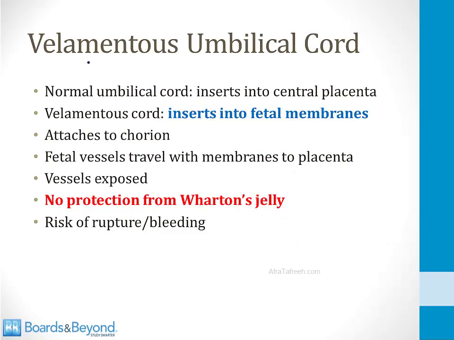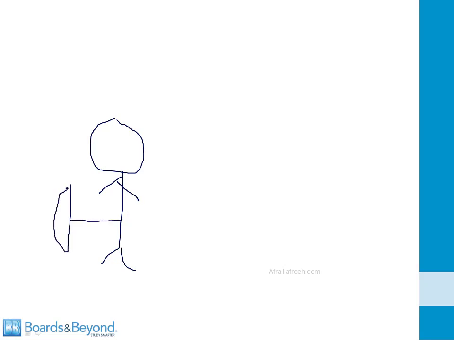Next, let's talk about a velamentous umbilical cord. To understand this better, let's imagine that we've got a little baby inside the womb. Under normal circumstances, the umbilical cord of the baby travels from the umbilicus and inserts directly into the placenta. In a velamentous cord, it's a little bit different.